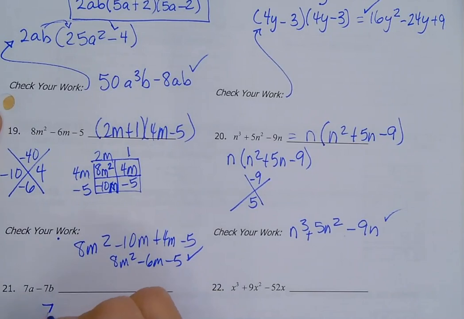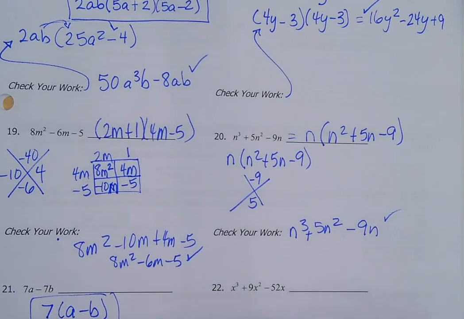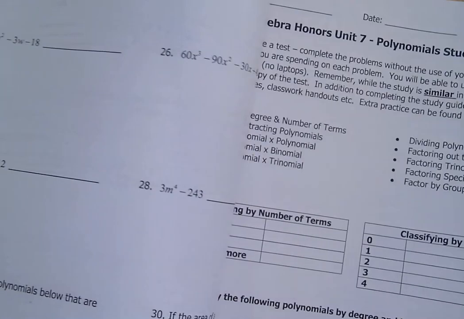All right, we're going to factor out completely. I can take a 7 out of those, and I have a minus b. There's nothing else to do. That's it, and if I check it, 7 times a is 7a minus 7b. Here, I'm going to pull out x cubed, and we have a whole other page.